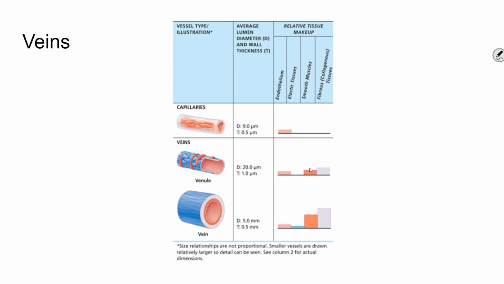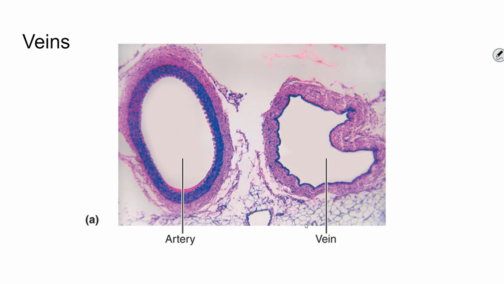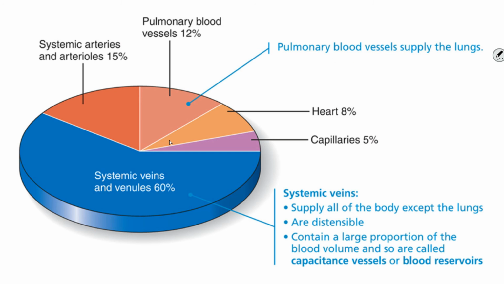They have all those tunics that we saw, the media, intima and externa, but as you can see, the elastic tissue and the smooth muscle are very small compared to an artery, as you can see in this one. So these are very small layers compared to the very thick and pronounced layers in the artery. Because of this, the veins end up storing most of the body's blood as it slowly moves its way back to the heart.